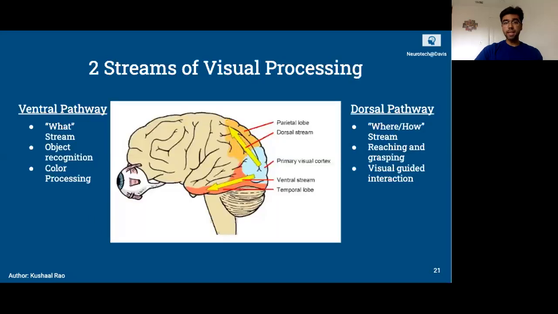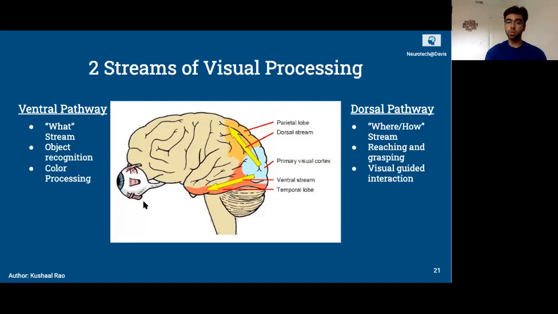Along with that, there are two streams of visual processing. First off, we have the ventral pathway. If you remember earlier, the ventral view of the brain was from the bottom up, and so ventral signifies a downward, bottom pathway. That's why you see the arrow going down in the brain. This pathway is responsible for object recognition.